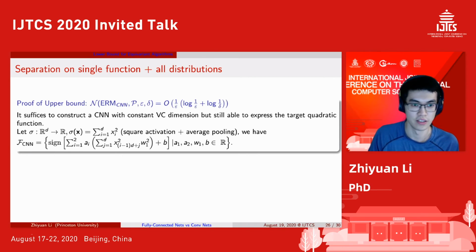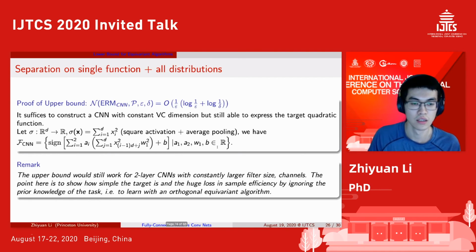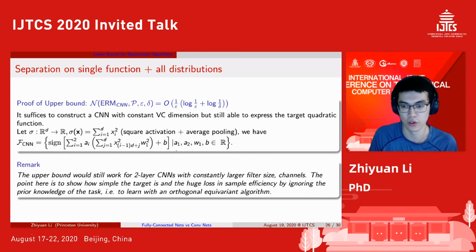So it's just this. It's easy to see that this dimension is at most 4. Remark: the upper bound will still work for two-layer CNNs with constantly larger filter size or channels. The point here is just to show how simple this target is, and the loss in sample efficiency from ignoring the prior knowledge of the task, that is, to learn this with the orthogonal equivariant algorithm.